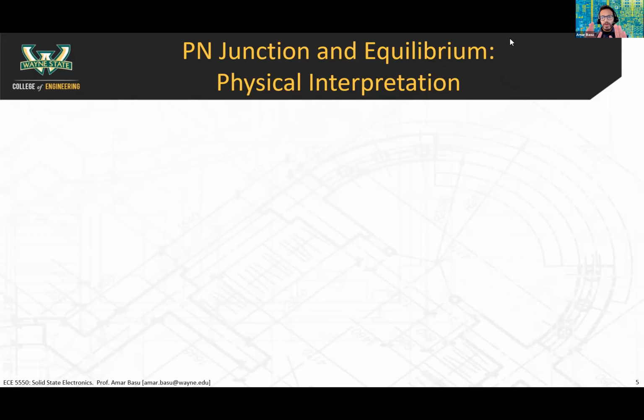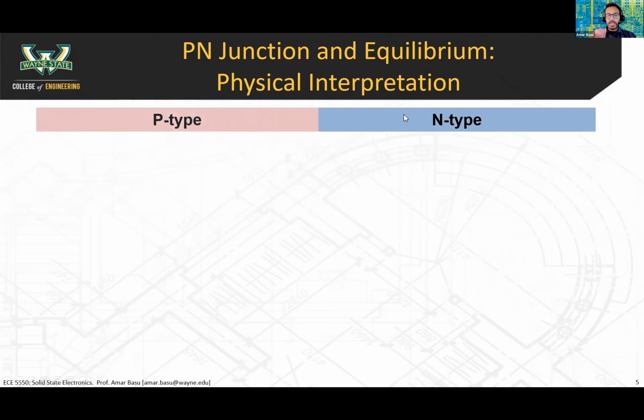Okay, so getting back to the question, what happens if we put a P and an N-type material together? Imagine that we have an N-type semiconductor here, and then we have a P-type semiconductor here. I want to do this as an exercise. I want you to think about the 4 carrier mechanisms that we talked about in the last module, and how they would apply to this situation where we have a P-type and an N-type material next to each other.